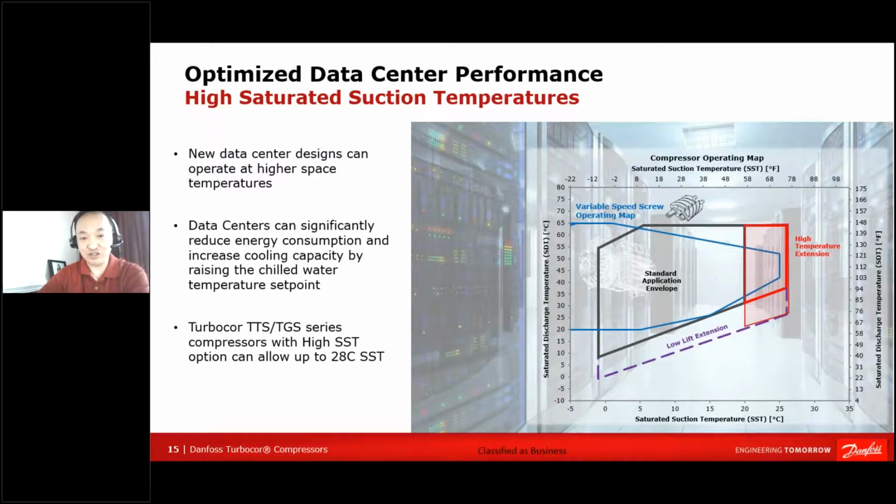Higher temperature settings for the data center mean lower operating costs, lower power consumption for the cooling equipment, as well as infrastructure cost savings with the initial cooling setup. In response to that, Danfoss Turbocor extended our operating map to allow for this change in design, in order to support this initiative of saving on operating costs. This means our line of TT and TG compressors can now operate at saturated suction temperatures up to 28 Celsius, which supports high temperature operating conditions for data centers.